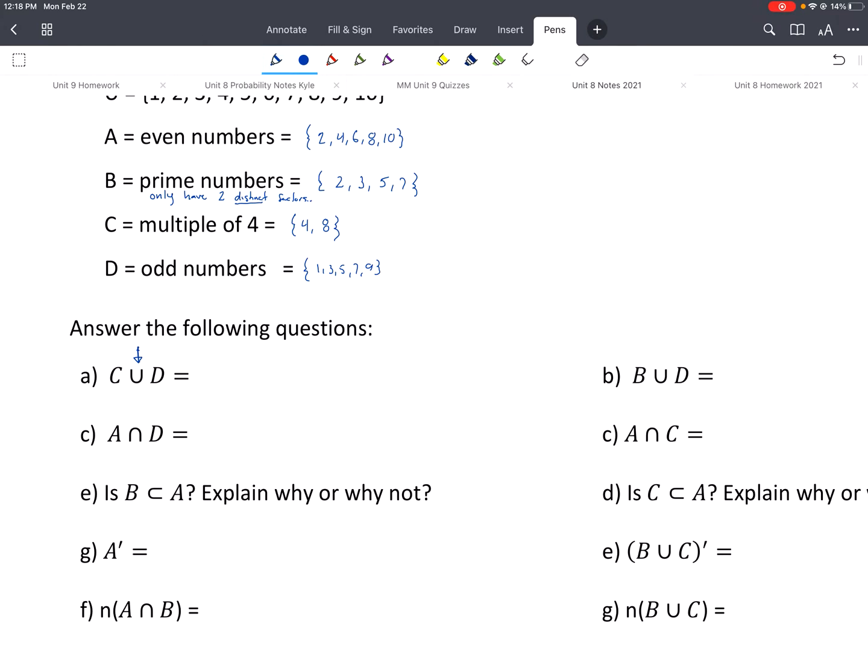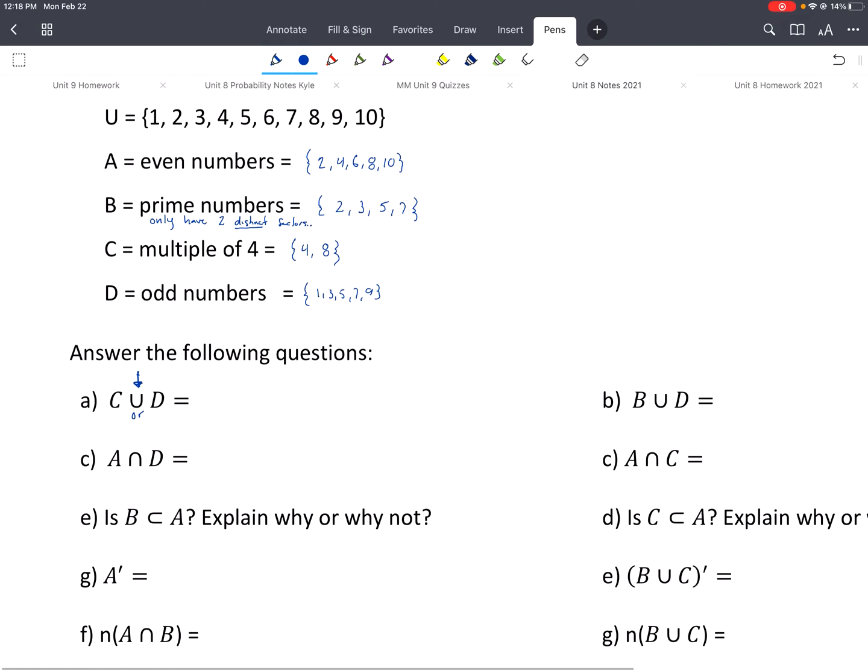Again, this is a union, which means we're going to take everything together. Another way to say that would be "or": C or D. So C union D would combine all of those together. So we'll have 1, 3, 4, 5, 7, 8, and 9. Okay, so we just take all those numbers and put them all in one set, and we don't double count.